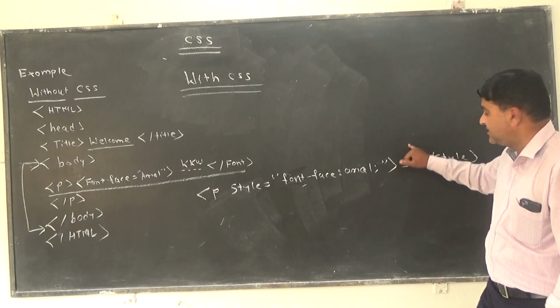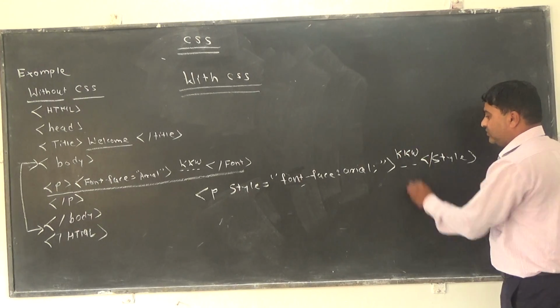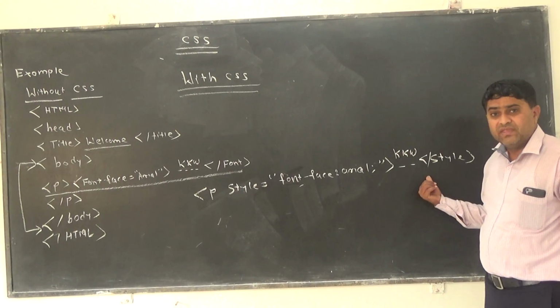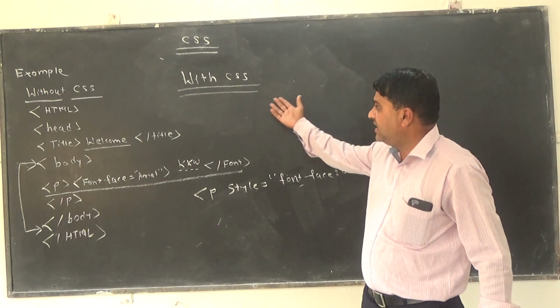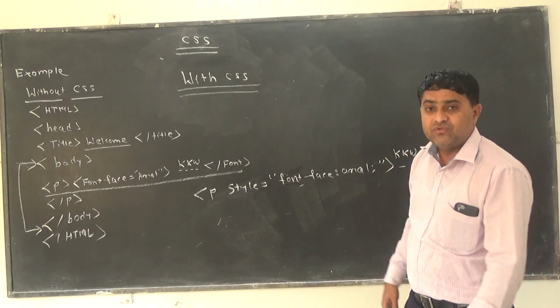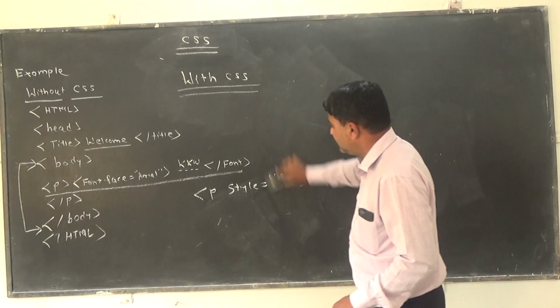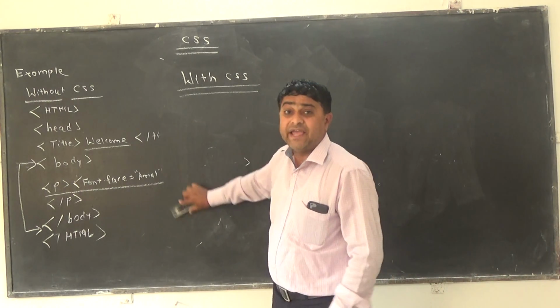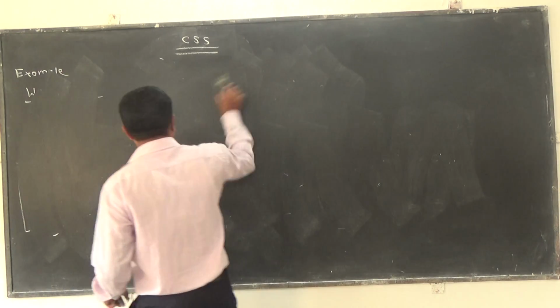For example, here is the statement. That is a KKW, which means that we apply the style to the KKW. So this is an example using CSS and without CSS. Please remember this. Now we'll see the different types of the CSS.